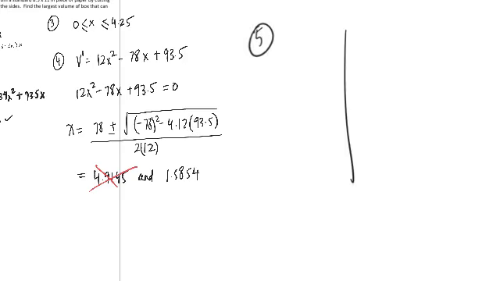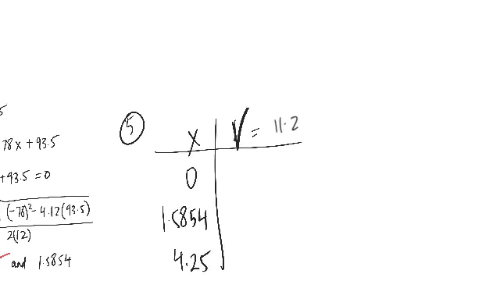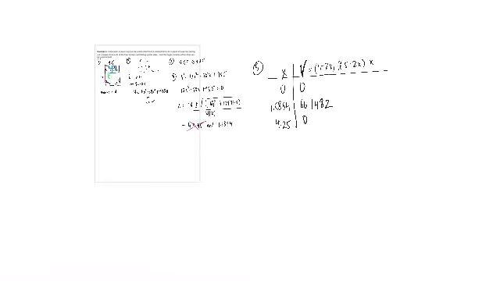I'll only worry about the 1.5854. So I make my candidates table, 0, 4.25 are my endpoints, 1.5854 is my critical point, and I will calculate the volume, which is the equation, 11 minus 2x times 8.5 minus 2x times x. I'll do that for each of these values. I know that on the ends, I basically don't have a box, so those are 0 volume. And if I use 1.5854 for x, then you're going to find this number is 66.1482, right? Keep everything to 4 decimal places for calculator problems.